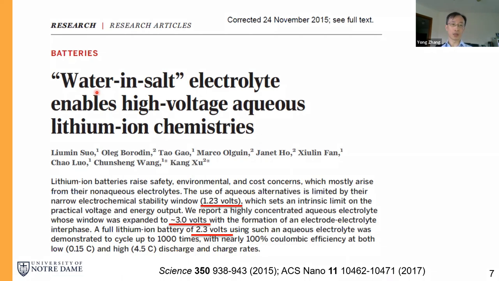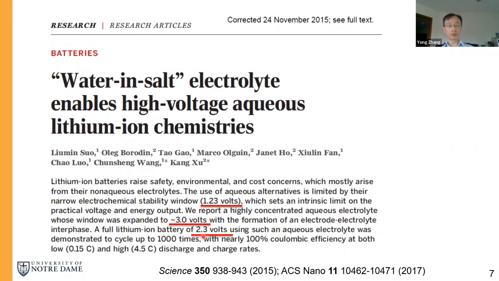So in this paper, they demonstrate that they can expand the electrochemical window of pure water from 1.2 up to 3 volts. And they also showed a battery, they can cycle the battery at 2.3 voltage. So it's quite an exciting study.